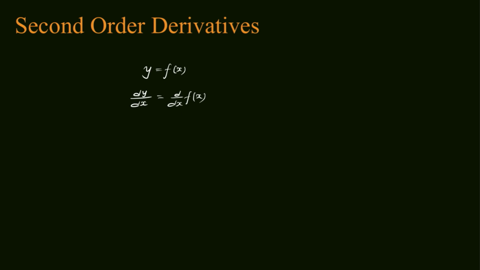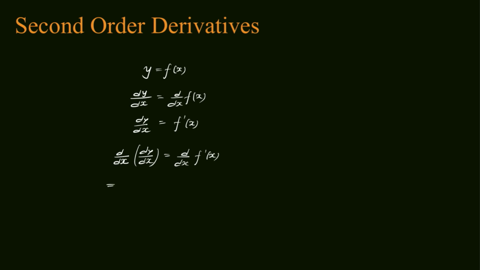Let us write d/dx of f(x) as f dash of x. So this is dy over dx. Now in second order derivatives we will differentiate this equation again, both sides with respect to x. That means we have to differentiate dy over dx with respect to x, and here also it will become d/dx of f dash of x.